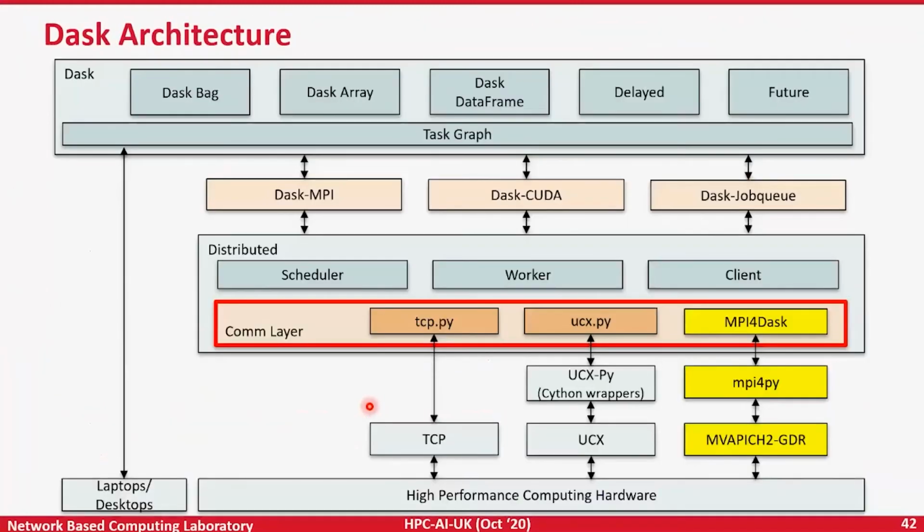We are also taking similar things to data science. Some of you might be familiar: Dask is becoming an important middleware in that context. Currently, it has support with UCX. Here we have taken an MPI for Dask. We have introduced an MPI for Python, and we have linked it to MVAPICH2-GDR.